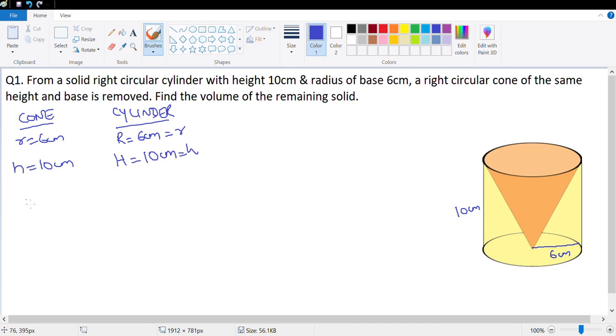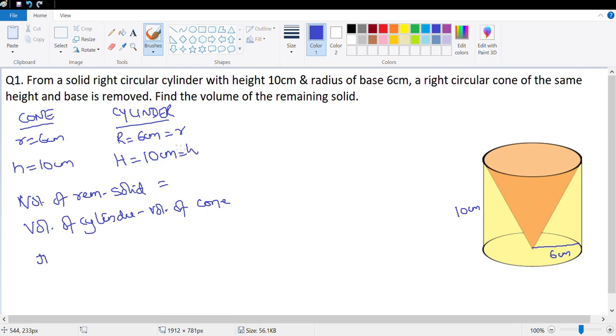So volume of remaining solid would be equal to volume of cylinder minus volume of cone. Volume of cylinder is pi r square h. In this case, R and r are equal, so this is pi r square h, and h is equal, minus 1 by 3 pi r square h. If I take pi r square h common, what I have is 2 by 3 pi r square h. That's the volume remaining. Let's substitute values.